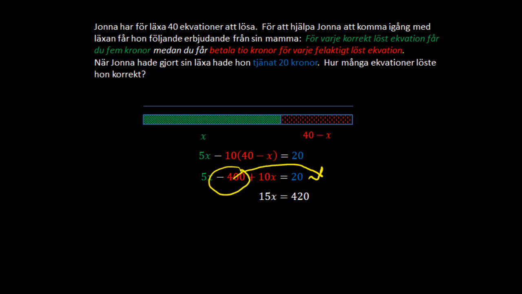All right, once that's done, we just have one more step here. Divide both sides by 15. And so x is 28. So she did 28 problems correctly, and the rest were incorrect. So that is our answer there. She solved 28 of 40 problems and made 20 crowns to boot.